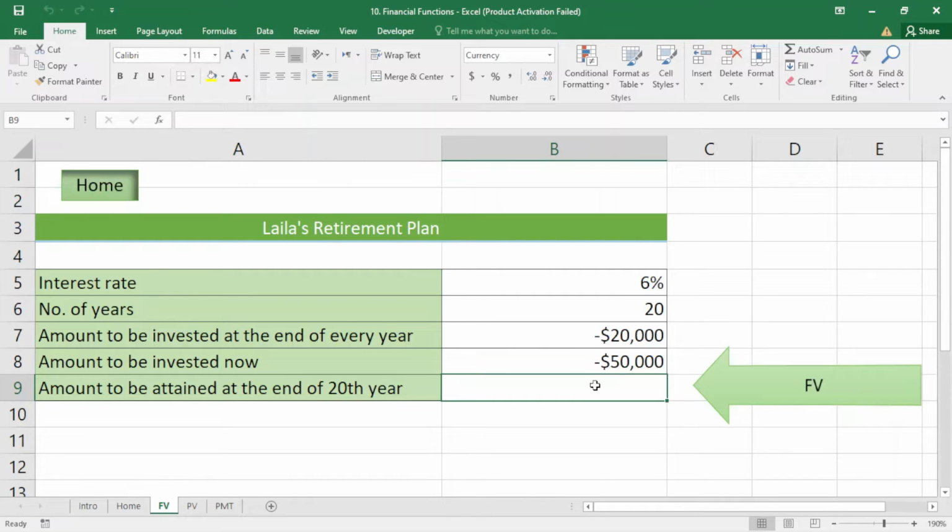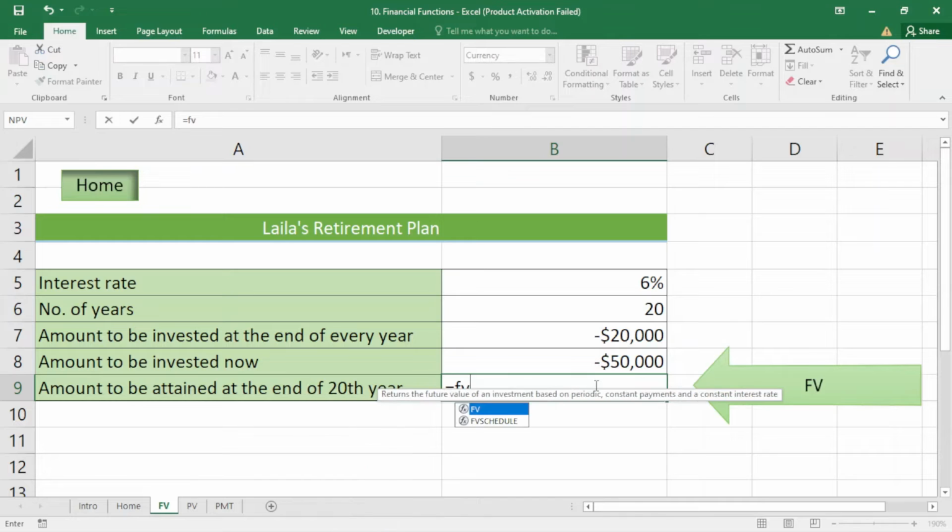So here it's very easy. I just type here the function equal sign FV, tab, and here the first one rate, comma, the second one the period of years, comma, the next one amount to be invested at the end of each year for 20 years.